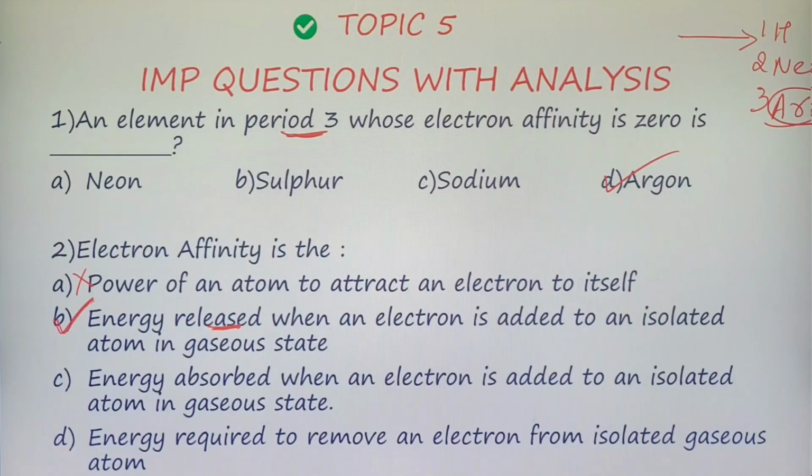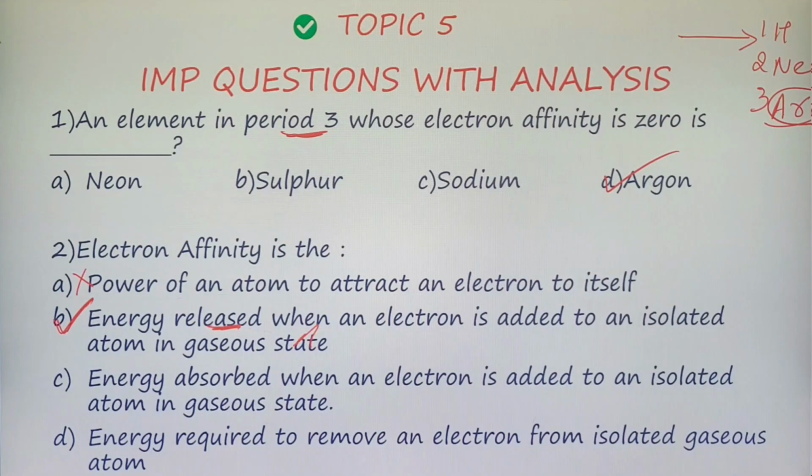So the correct answer is B. It is the amount of energy released. If it is energy absorbed, it becomes ionization potential. So C and D cannot be the answer. Am I clear? So the correct answer is B.